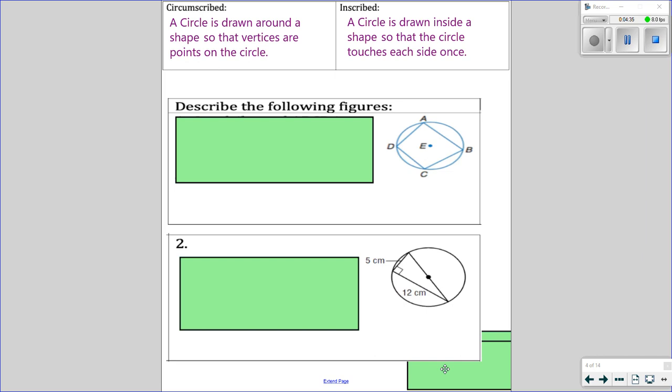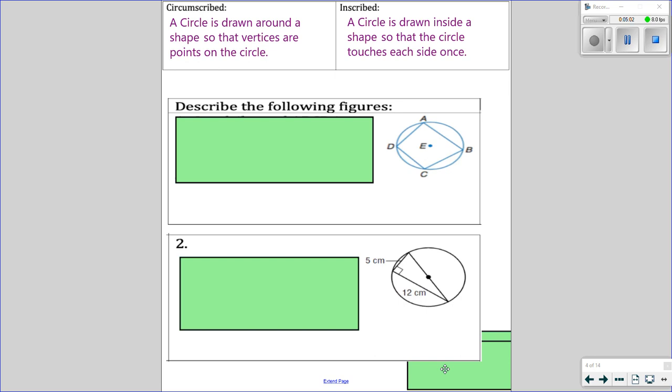So if you hear the word circum, like circumvent, circumscribe, circumference, it basically means around, like the perimeter. So you've got something that's around a certain shape. And inscribe, you hear the word in, inside of something. So that's another way for you to remember and know the difference between circumscribe and inscribe. Circumscribe, it's around a shape.